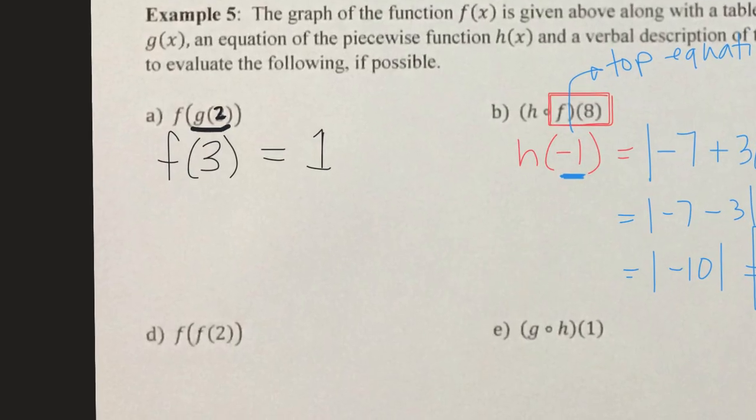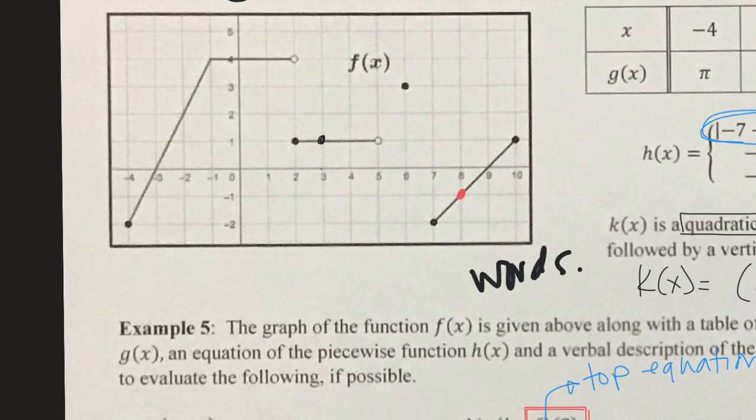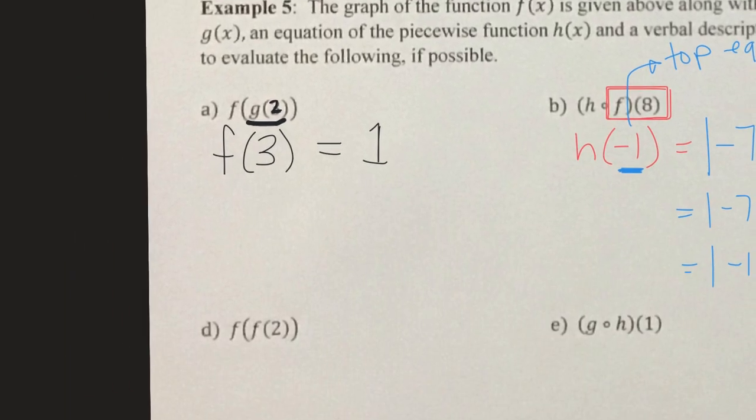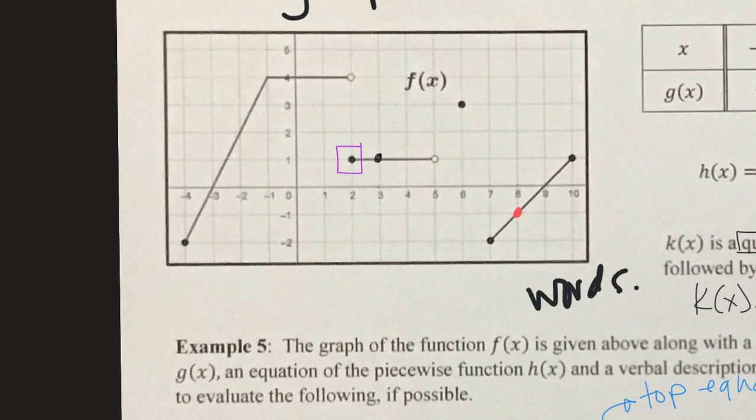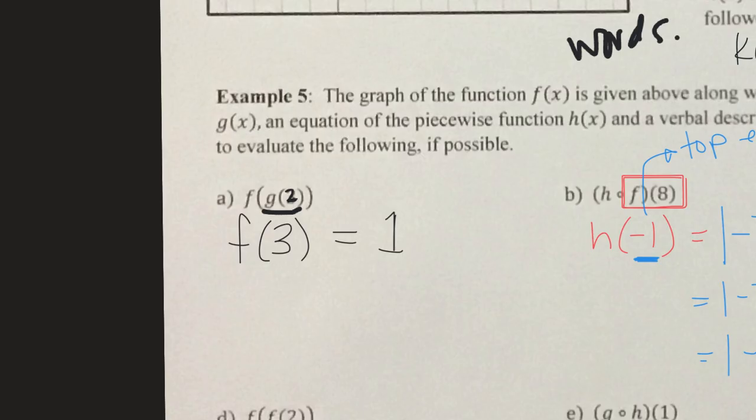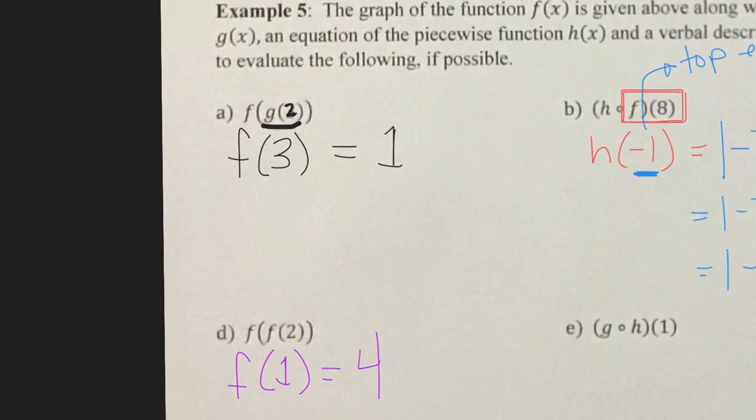Okay, f of 2. F of 2 is 1, right? F of 2 is 1. That's the y value. And f of 1 is, up here, 4. Okay, so our answers are always y values.